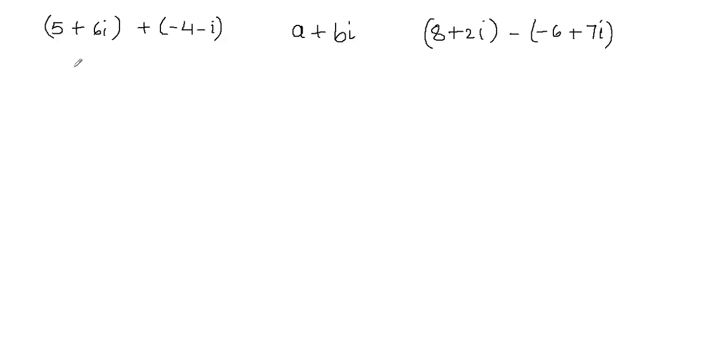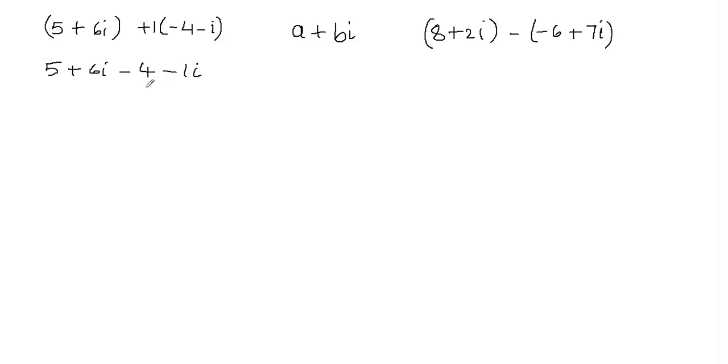So the first step is to get rid of the parentheses. So I'm going to get rid of the parentheses. So this will be 5 plus 6i. Now assume there's a hidden 1 over here. Whenever you don't have anything outside the parentheses, you can assume that there's a 1 over there. Now all we need to do is distribute this positive 1 inside the parentheses. So positive 1 times negative 4 will be negative 4, and positive 1 times negative i will be negative 1i. So we got rid of the parentheses.